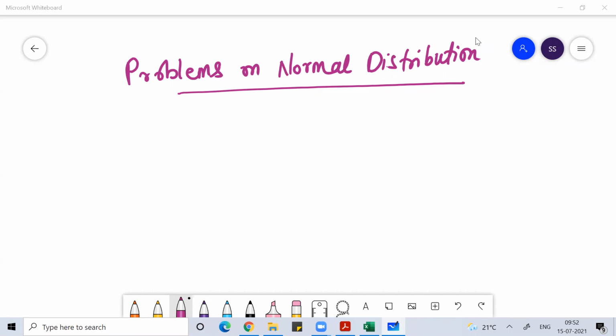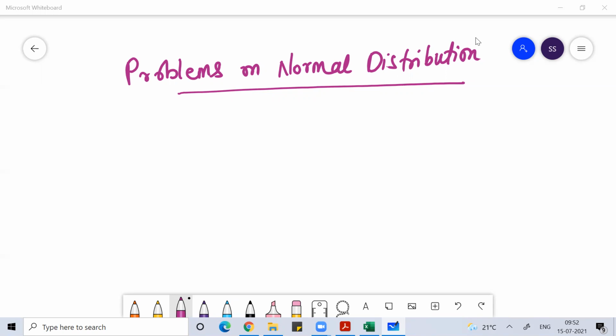In today's class, we'll discuss problems on normal distribution. We already talked about normal distribution. It is a continuous distribution curve, which was first formulated by the British mathematician De Moivre, and later a lot of work on normal distribution was done by Gauss and Laplace. That's why, because of the contribution Gauss has given to the normal distribution, we many times call this a Gaussian distribution also.